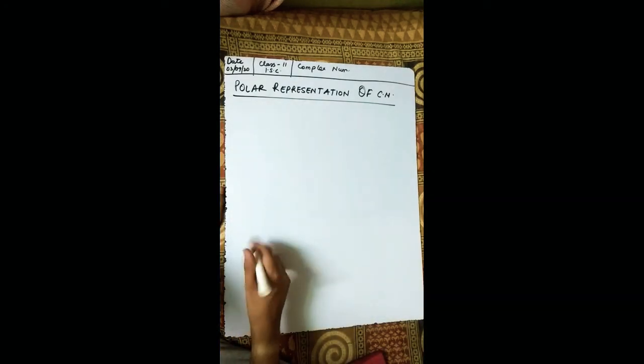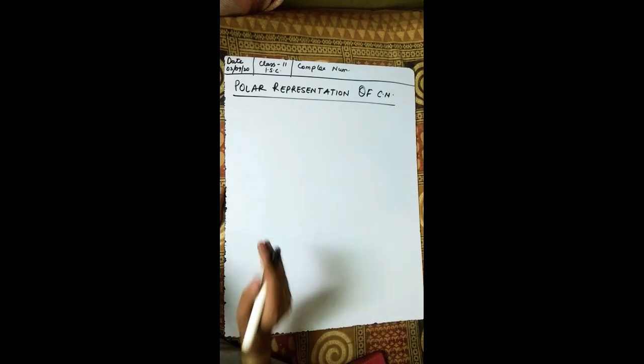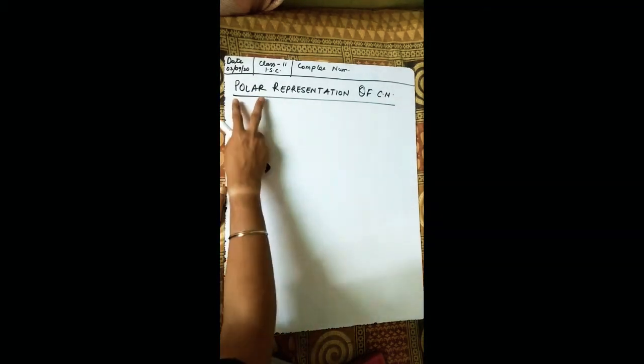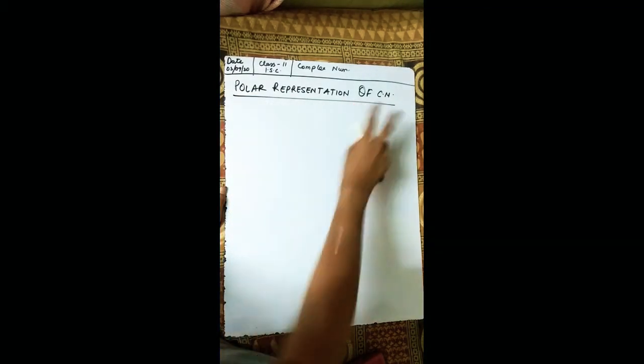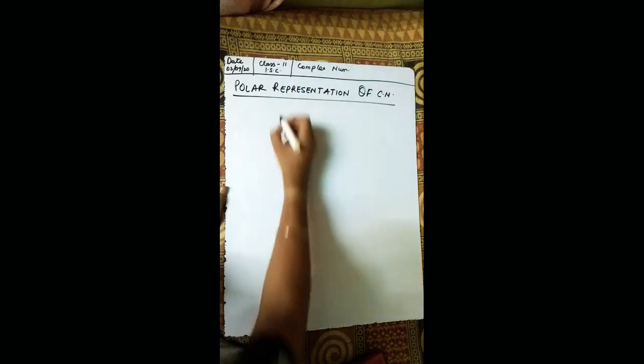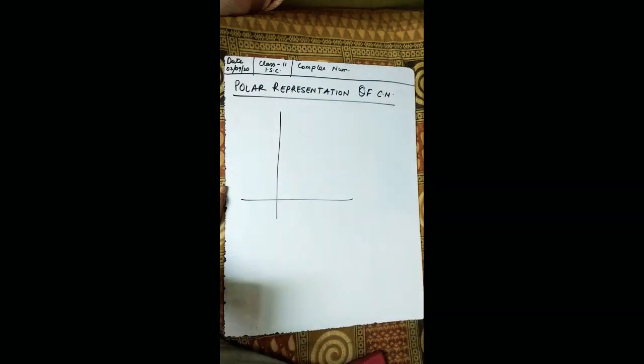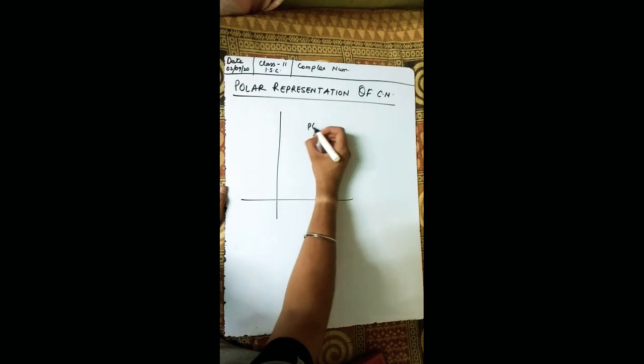Good morning, dear students. So today we are going to head to the next topic, that is polar representation of complex number. Okay, so as a number, this complex number can be represented in some other form also, that is called the polar form. That is why we are taking polar representation of complex number. Okay, now let us understand what this actually means.